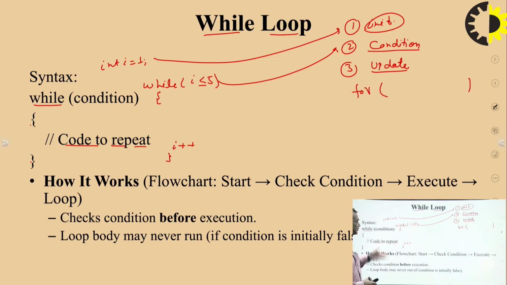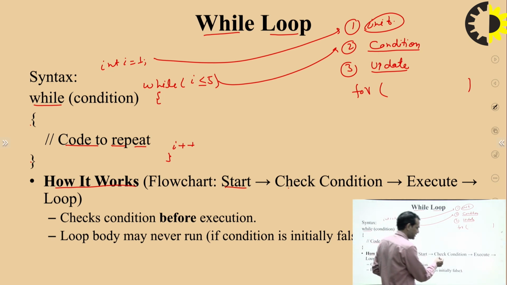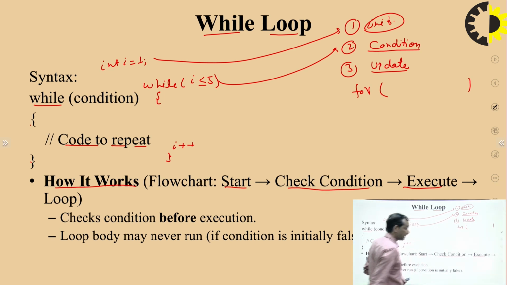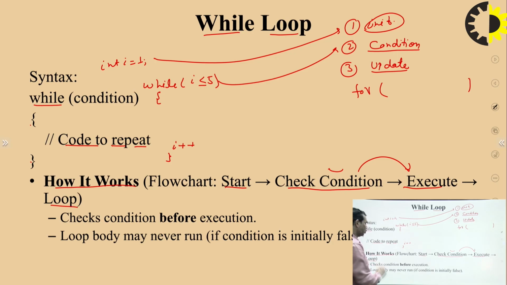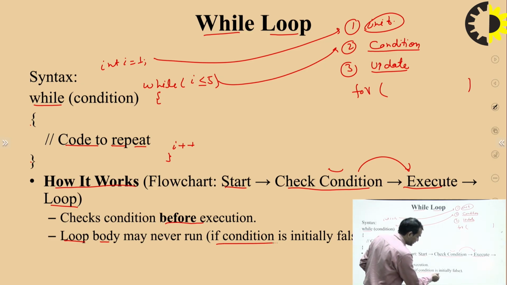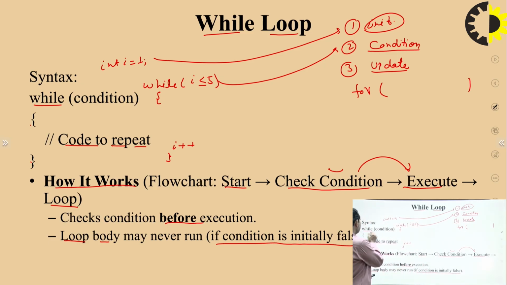What is the difference between the for loop and the while loop? In the for loop, all the conditions are defined in a single line, but in the while loop, they are defined separately. And how does it work? What is the flow chart? Firstly we start, then we check the condition, then if the condition is true, it will execute the loop. It checks the condition before the execution, meaning it first checks the condition. And next, the loop body may never run if the condition is initially false. The loop body can never run if the condition is initially false.